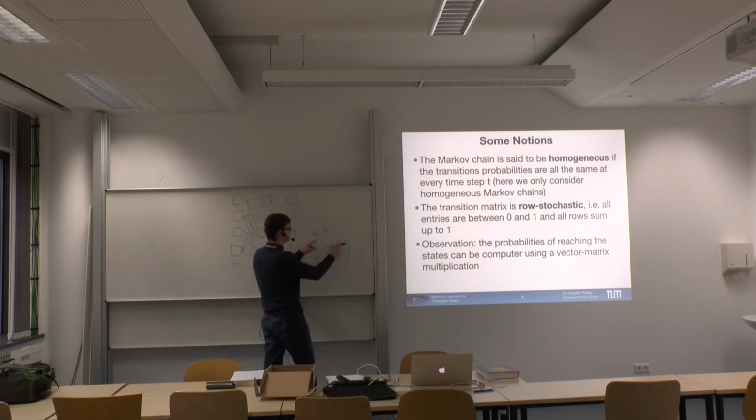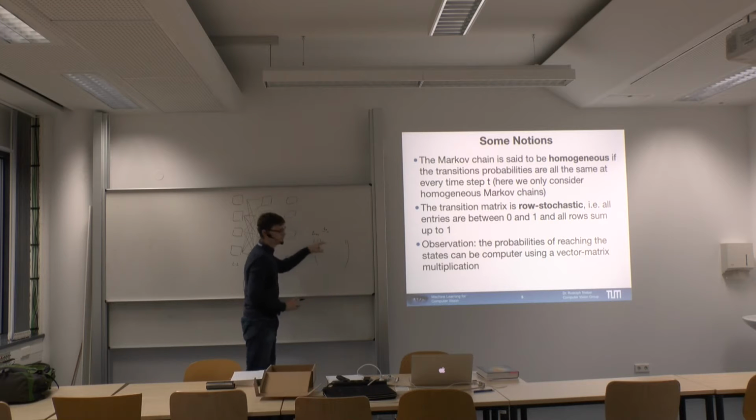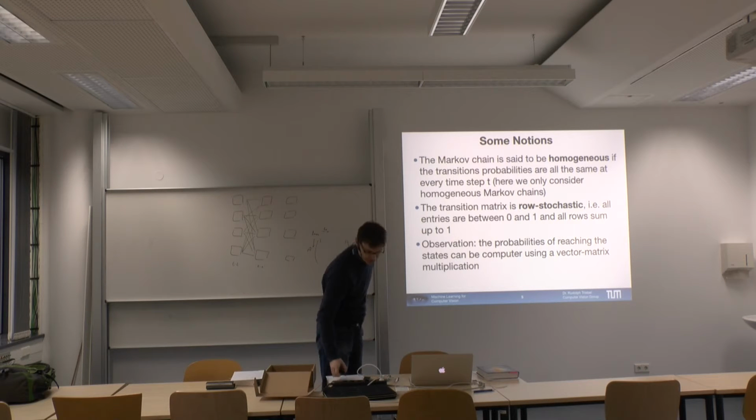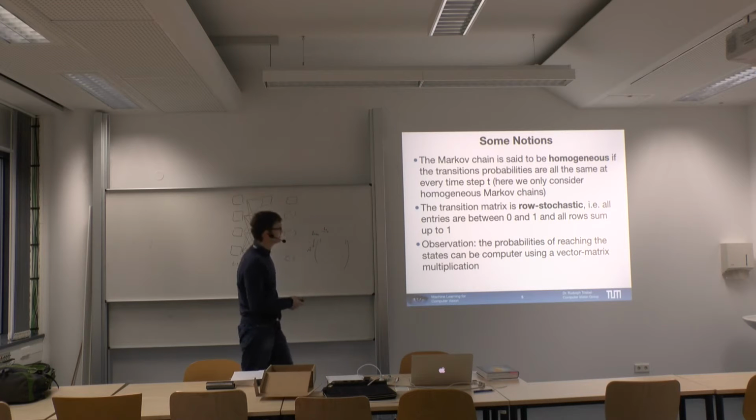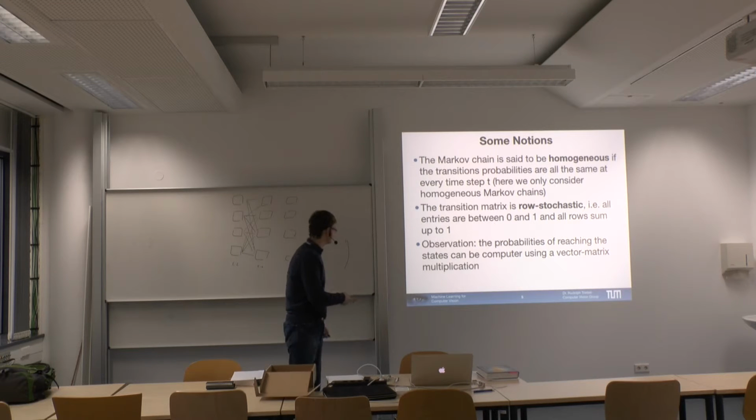And of course, the probability must sum up to 1, because if I start in one state, I must end up in any other state. So this probability must sum up to 1, whereas this probability does not have to sum up to 1, right? So the probability to reach one state does not have to be. There might be states where I don't necessarily end up, right? This is the difference. Yeah, this is the observation already.